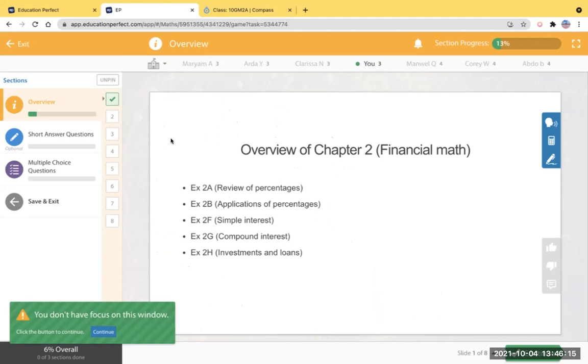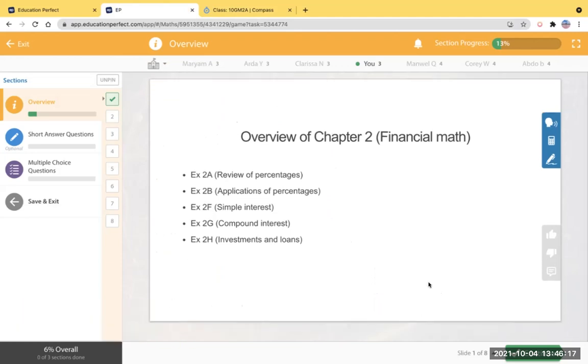So let's go into Education Perfect here. You can see I've narrowed it down to 2A, 2B, 2F, G, and H. There's only 5 exercises. Now we also took into consideration the pace that everyone was learning. We're going to spend a whole week on simple interest. We're going to spend a whole week on compound interest. And this here will take the whole first week, maybe the first 2 weeks. We'll see how we go, okay?